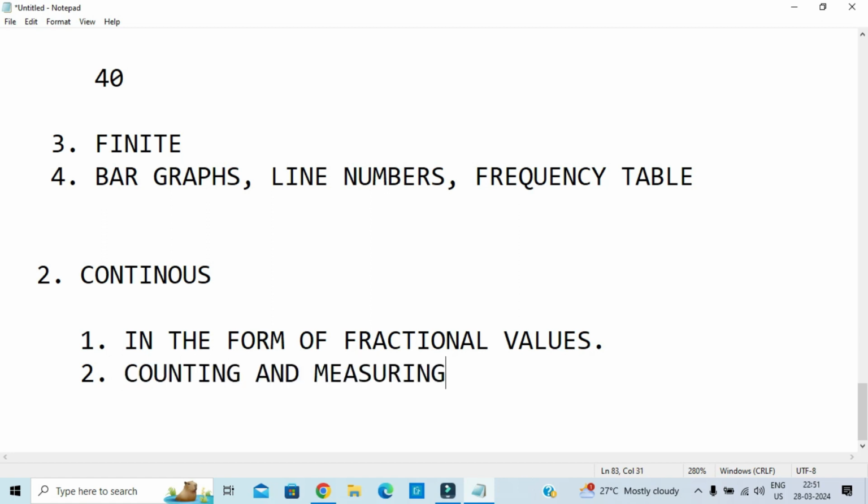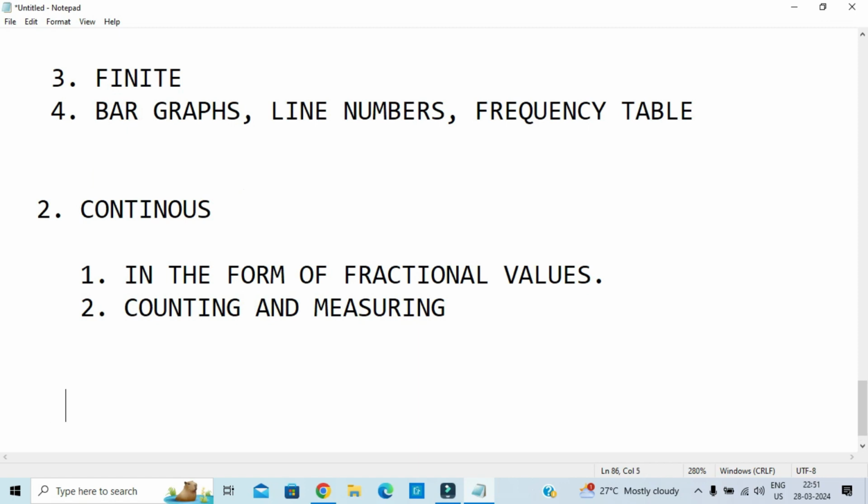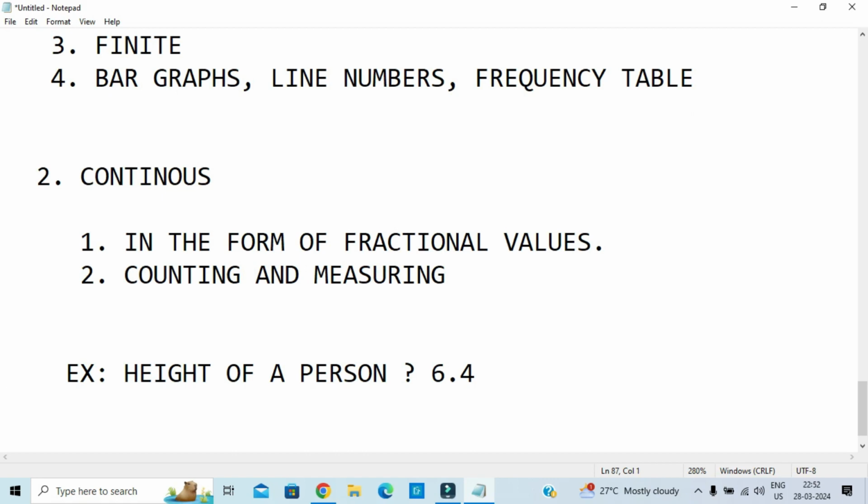We'll say measuring purpose, counting and measuring. Let's say an example. Suppose someone asks us what's the height of a person, so we'll reply by giving them 6 feet 4 inches, like that. Its result will be displayed in the fractional part. If someone asks you what's the weight of the person, we'll reply like it's 120.22.